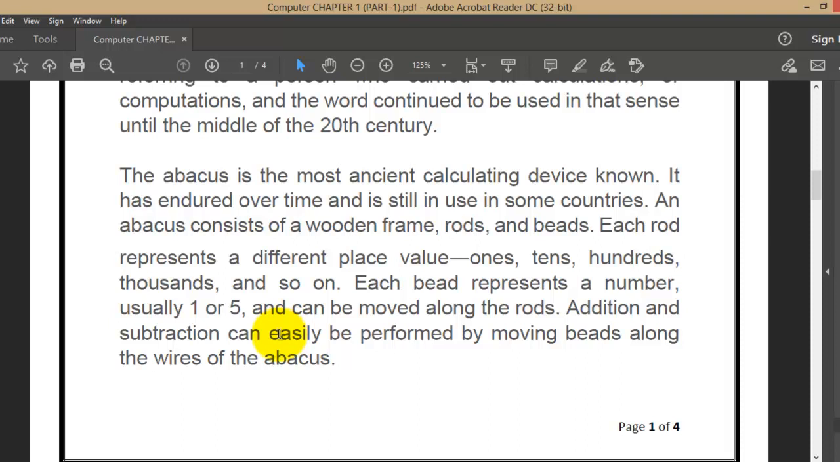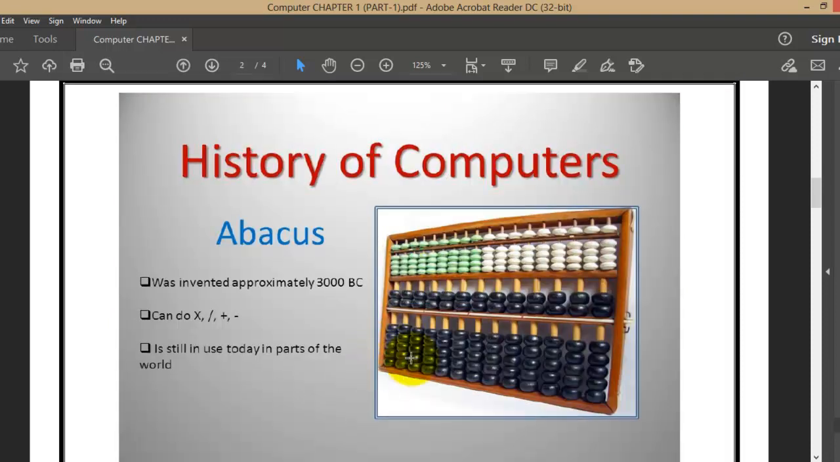Usually addition and subtraction can be easily performed by moving the beads along the wire or rod of the abacus. Look here, by moving this one, this may be the ones, tens, hundreds, thousands place, like that. We can do the calculation out here. Or this may be ones, tens, hundreds, thousands, like that. And here you can do calculation: plus, minus, multiply, divide. We can do calculation by using this abacus.